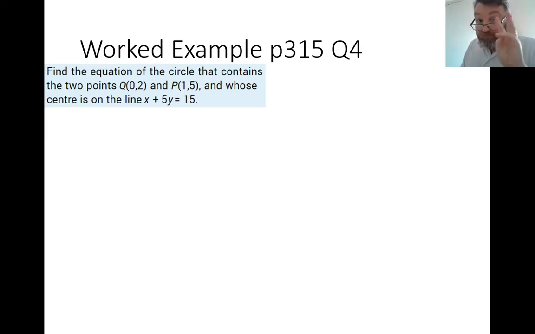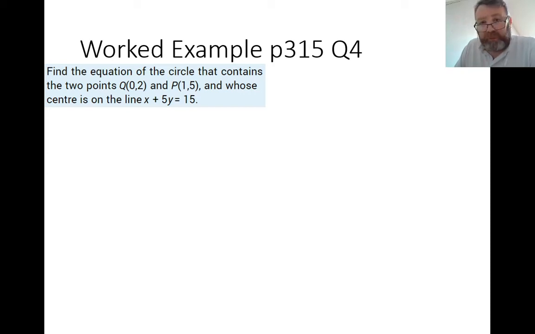Okay, so I'm going to do 3 examples, and the reason why I'm doing 3 examples is because these questions are important, very important, moving in to the final lap and your summer exams. So if you're going to really focus on anything, focus very much on these and how to build your equations. So find the equation of the circle that contains the 2 points Q and P and whose centre is on the line x plus 5y equals 15.